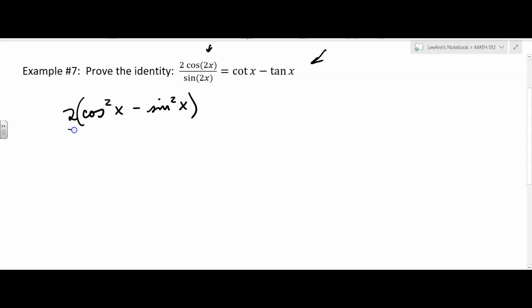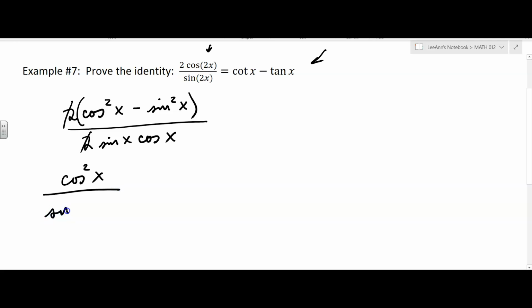And then over in the denominator, sine 2x is going to be 2 sine x cosine x. So I like that. The 2's cancel, so that's convenient. And then I'm going to split these up. So I'm going to have cosine squared x over sine x cosine x minus sine squared x over sine x cosine x. Now why do you want to do that?